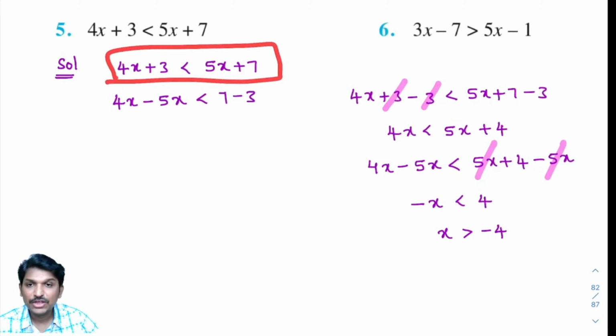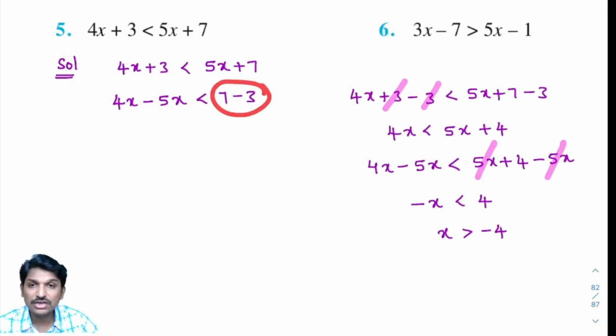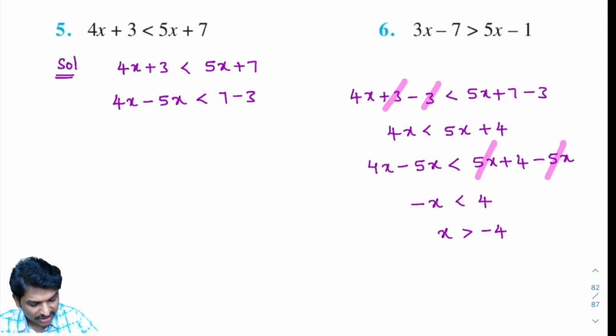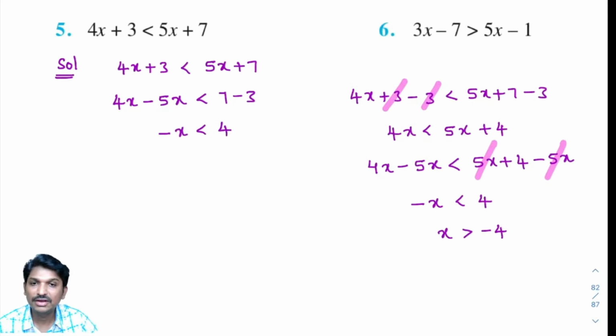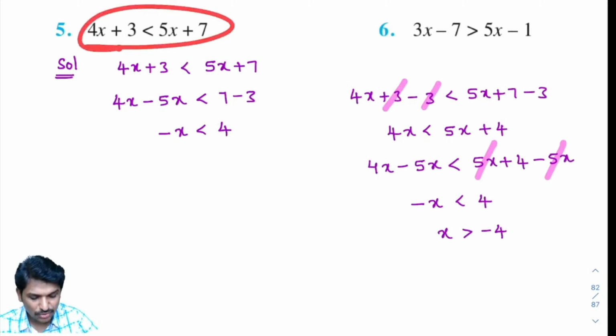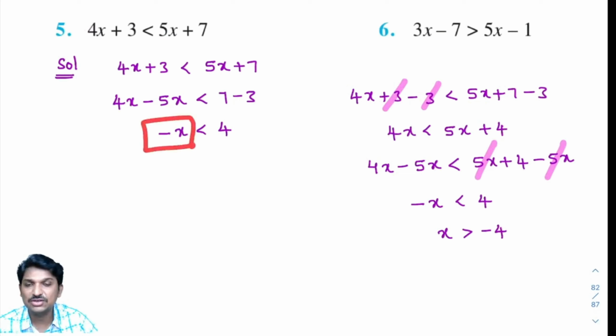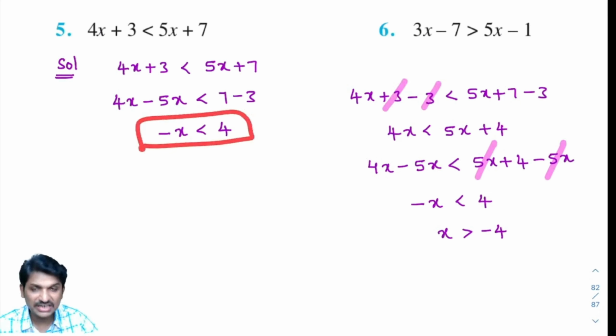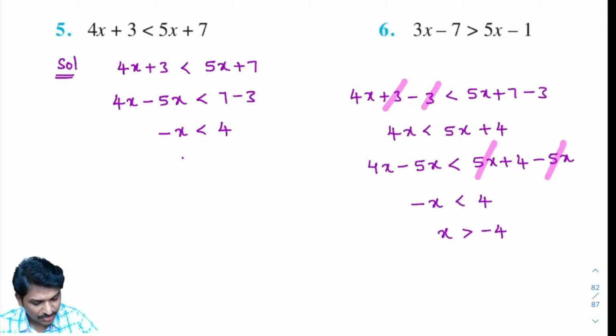You write all x terms on one side, and all remaining terms on the other side. Okay, 4x minus 5x, that is minus x, less than 7 minus 3, which is 4. Right? Now, I am solving this, which means I am looking for x values. To get x on the left hand side, I will multiply this inequality by minus 1. Minus 1 is a negative real number, and when we multiply an inequality by a negative real number, the inequality sign changes. This less than changes to greater than. Minus of minus x is x. x greater than minus 1 into 4, which is minus 4.